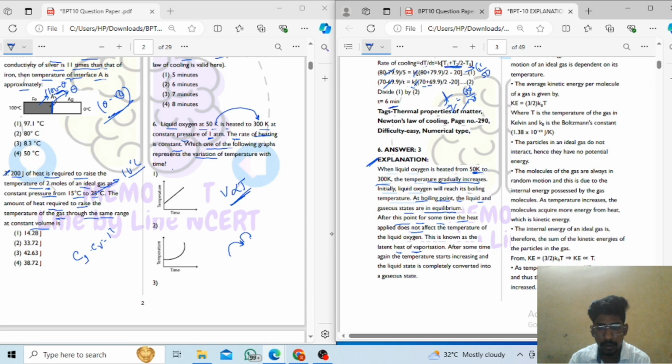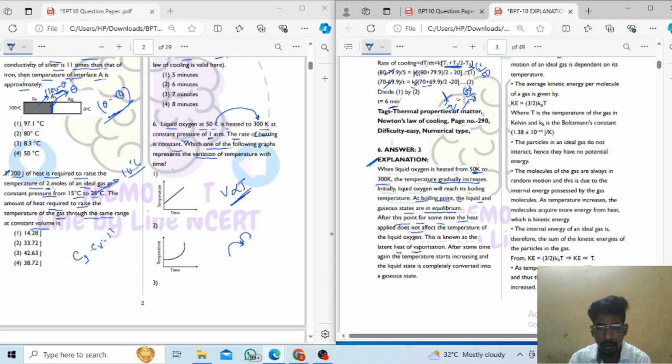If you notice this point on the graph where the latent heat is provided, in the case of water vapor it was 540. But this portion of the graph is where we are providing heat that converts the solid state to liquid state, and this is the latent heat of the liquid state, and after that the liquid state is directly converted to the gaseous state. Okay, this is the graph.